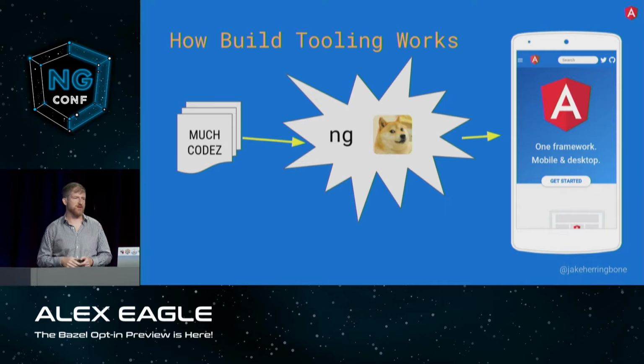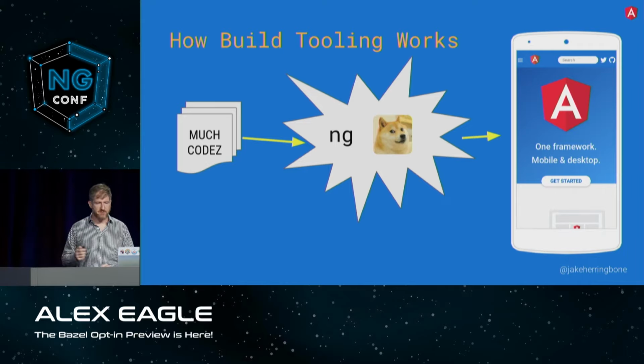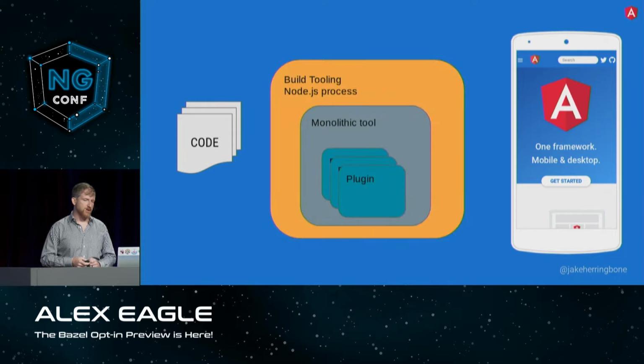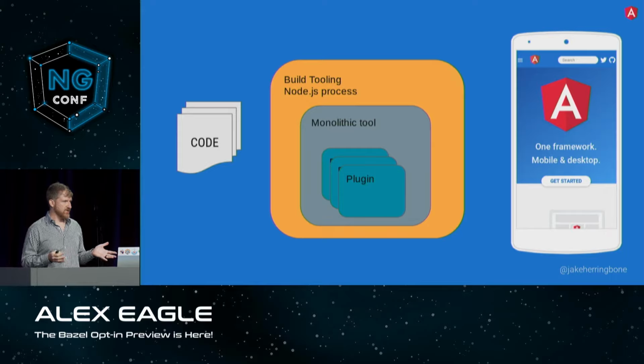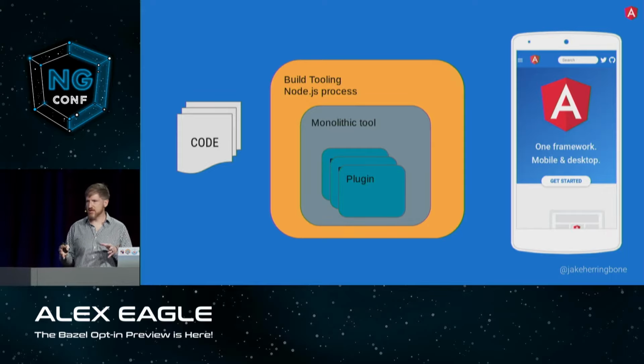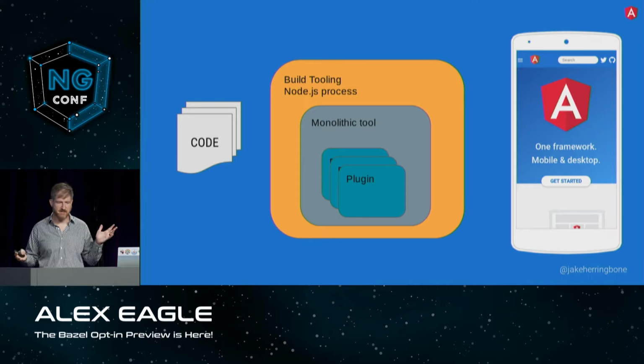This is the whole intent of the Angular CLI, to make it really simple for you to get your code into your app. But since we're talking about this opt-in preview, I'm going to explain a little bit how Bazel is different. One way to think about it is that Angular CLI is really just running this Node.js process. Inside of the Node.js process, it runs one tool, let's say Karma, and that tool has to run all the plugins. Like I said earlier, it has this plugin matrix.